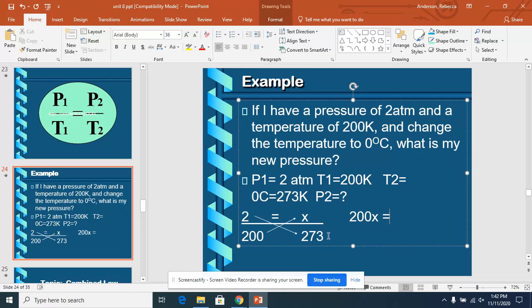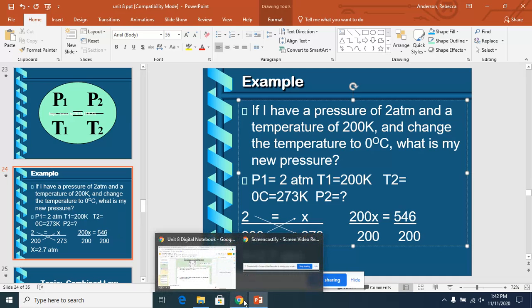200x equals, and then we'll do 2 times 273, 546. Now we need to get x by itself, so we'll divide by 200 since it's being multiplied, and then you'll do the same on this side. Divide by 200. That'll give you x by itself. So 546 divided by 200 is 2.73, so we can put 2.7, and we found pressure. The unit for pressure is atm.